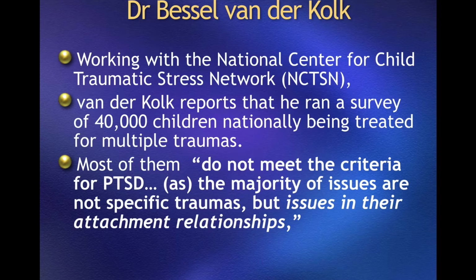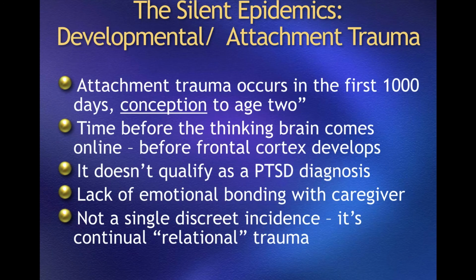He even did studies working with the National Child Traumatic Stress Network. He reports that he ran a survey of 40,000 children nationally being treated for multiple traumas here in the US. And he said that most of them do not meet the criteria for PTSD, as the majority of issues are not specific traumas, but issues in their attachment relationships. And this is critical. So of that list of the different types of traumas, bullying and all the rest of it, the most prevalent is very early attachment trauma. We'll talk about what that is, which leads on to developmental trauma. And anything that is up to age 18 also contributes to this idea of developmental trauma.